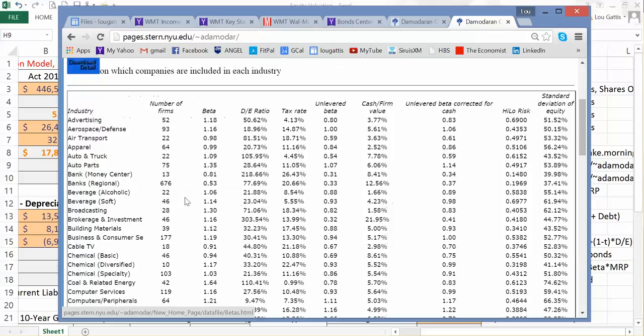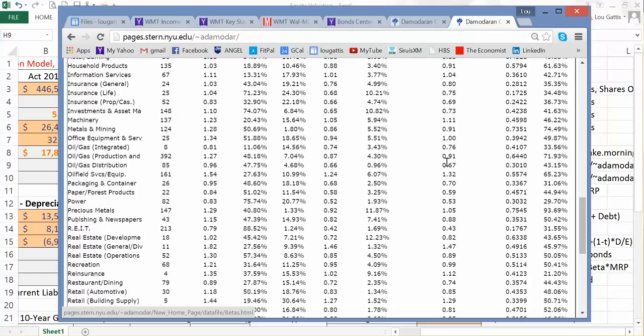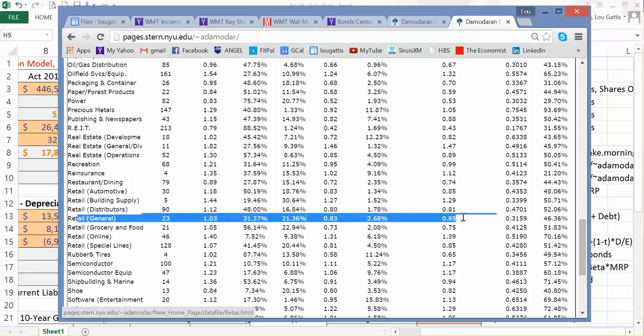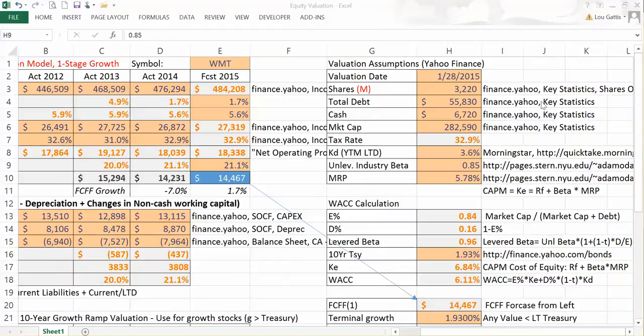So I'm going to look for, say, unlevered beta corrected for cash. And I'm going to look for retail, general. And it looks like, on average, general retailers have a beta of 0.85 if they have no debt. And that's what it means to have an unlevered beta. So I'm going to put that 0.85 beta in.